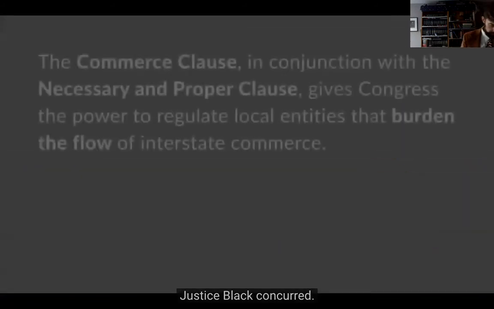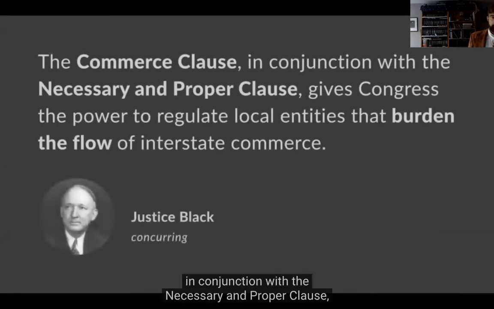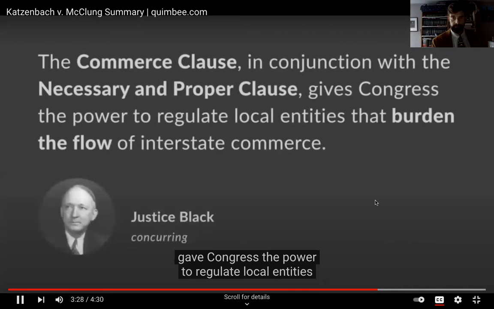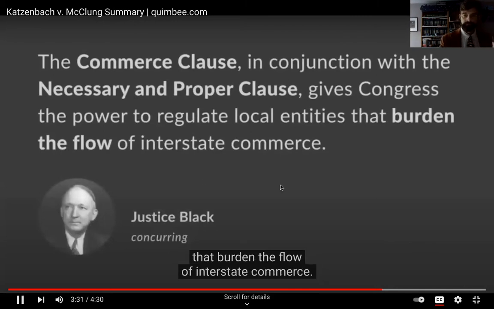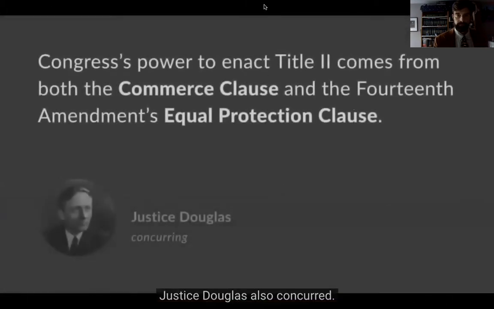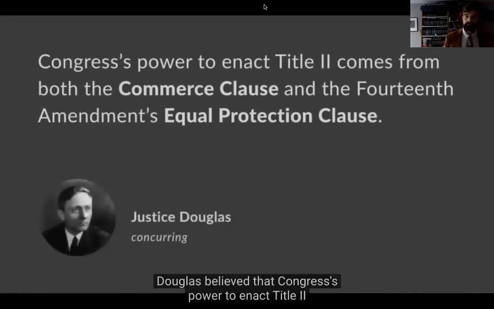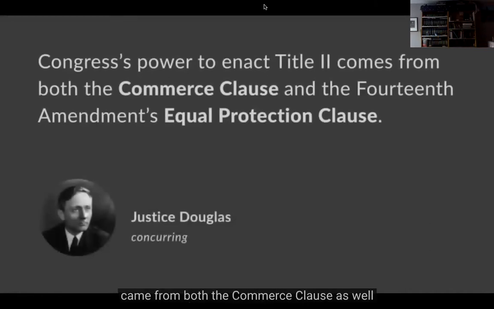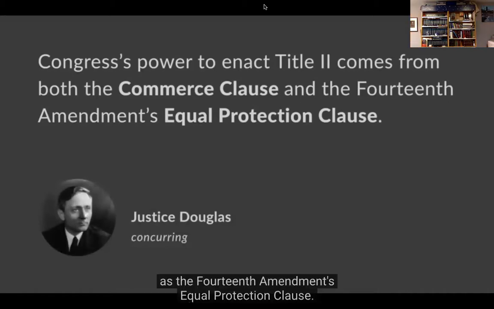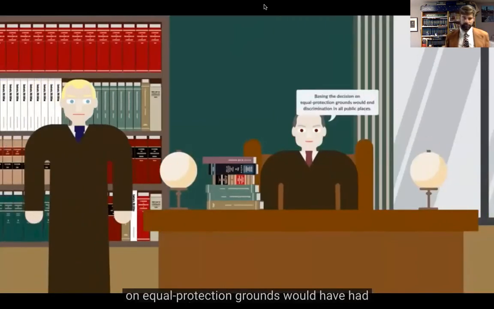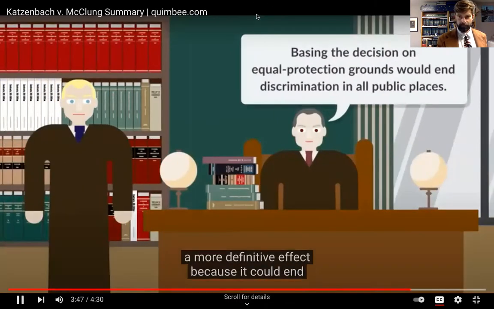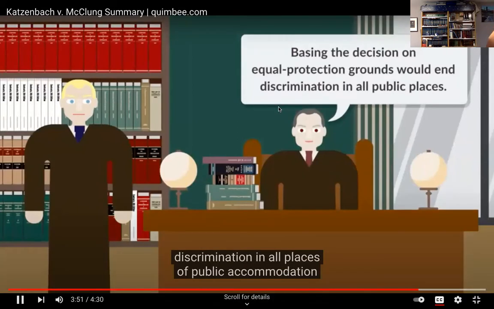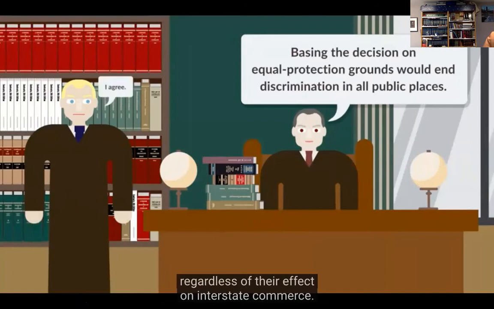Justice Black concurred. Black wrote that the Commerce Clause, in conjunction with the Necessary and Proper Clause, gave Congress the power to regulate local entities that burdened the flow of interstate commerce. Justice Douglas also concurred. Douglas believed that Congress's power to enact Title II came from both the Commerce Clause as well as the 14th Amendment's Equal Protection Clause. Douglas argued that basing the decision on equal protection grounds would have had a more definitive effect because it could end discrimination in all places of public accommodation, regardless of their effect on interstate commerce.